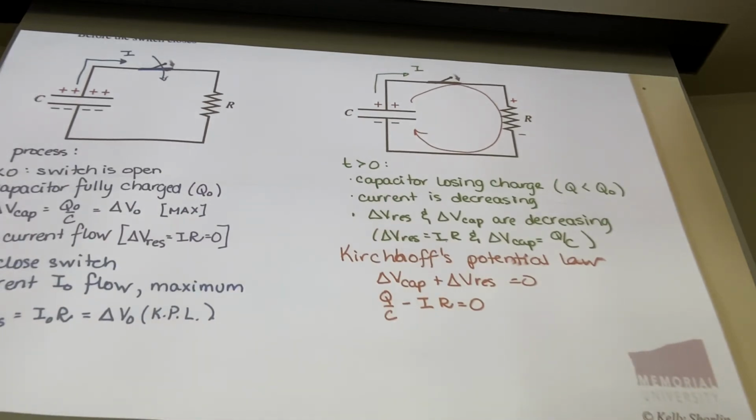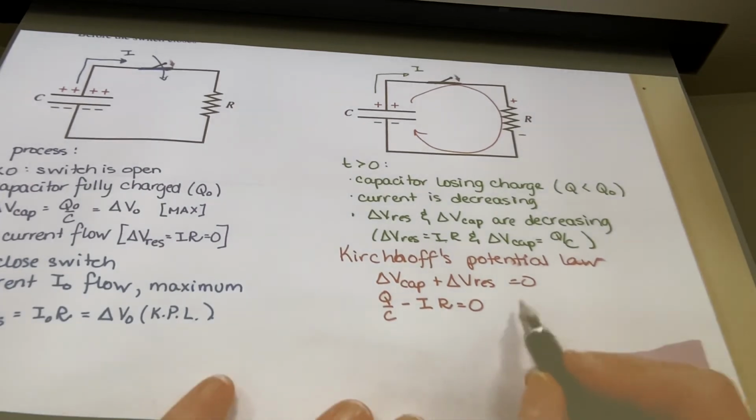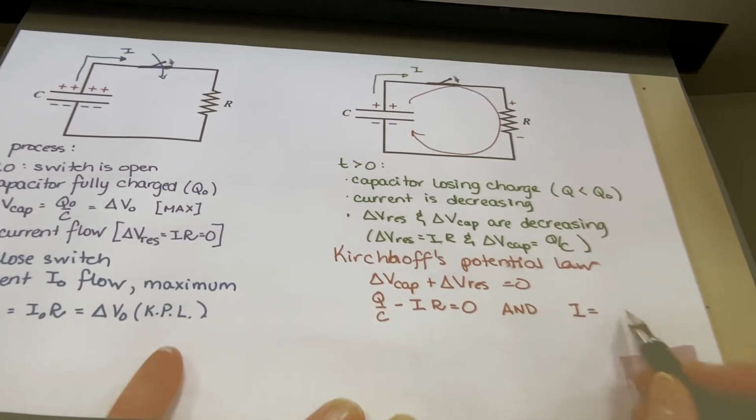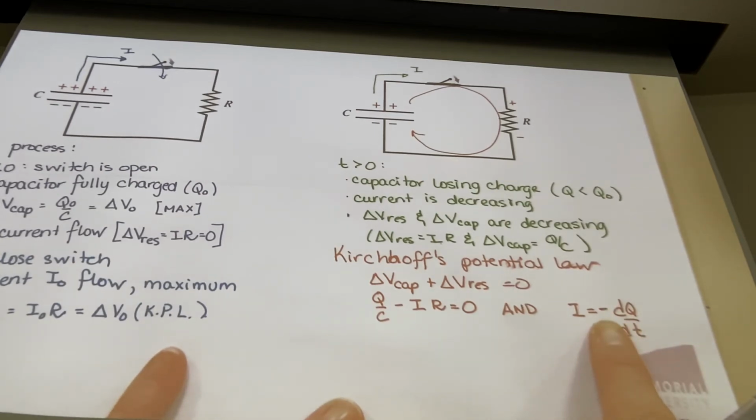Now here's something that's a little bit subtle. We get a current flow because the charge on the capacitor plate is decreasing, so that's kind of important. It's only because Q gets smaller that we have a current flow. So, current is the change of charge over time, but that charge is decreasing, so it's negative dQ by dt.